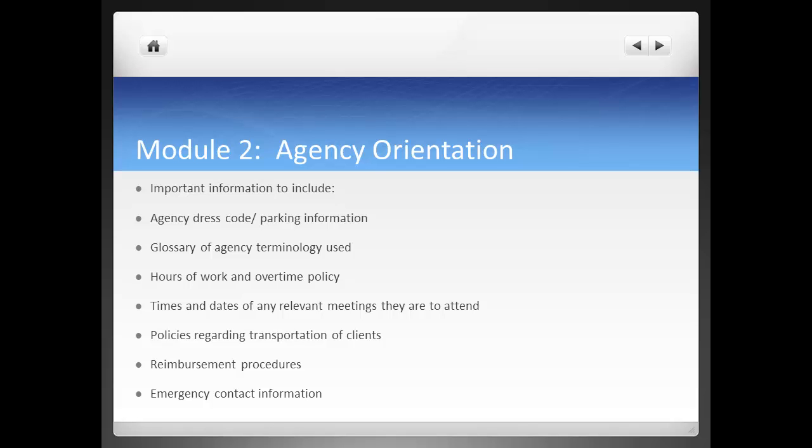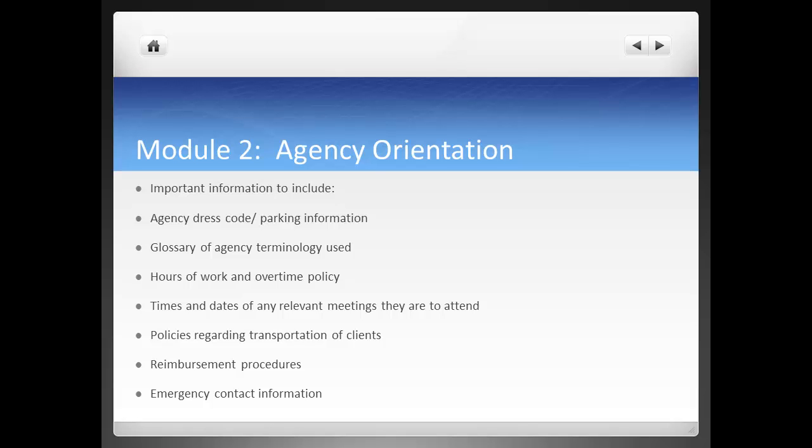We discourage this and really encourage you to try to monitor your students' hours so that they meet the 16-hour or the 24-hour week requirement fairly consistently. If there are specific meetings that you are asking the student to attend on a weekly or monthly basis, ensuring that they have the times, dates, and locations of those meetings is important.